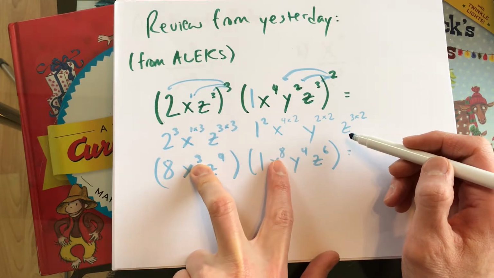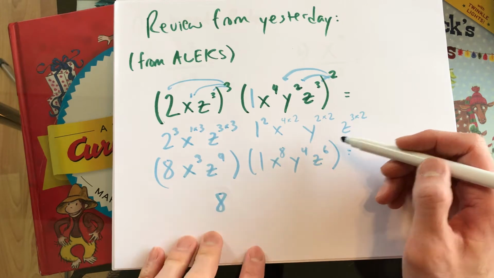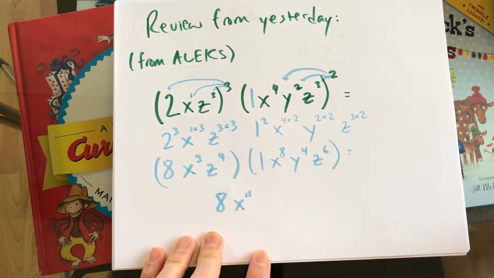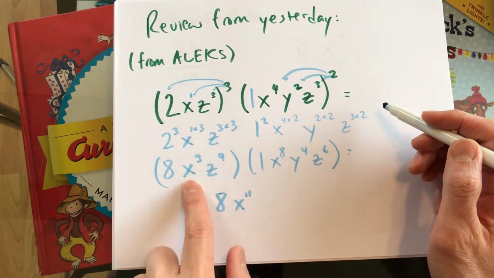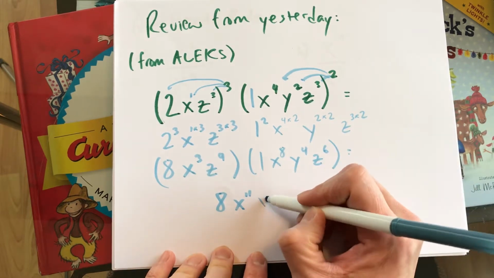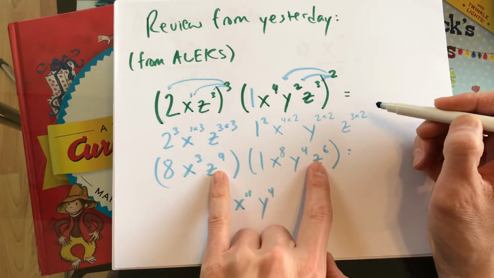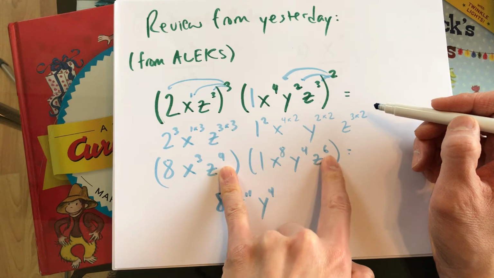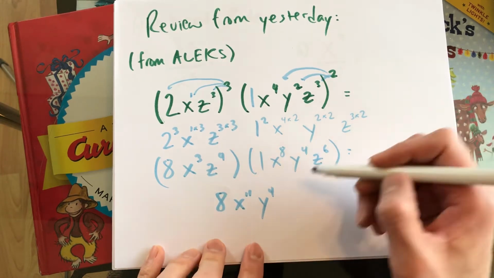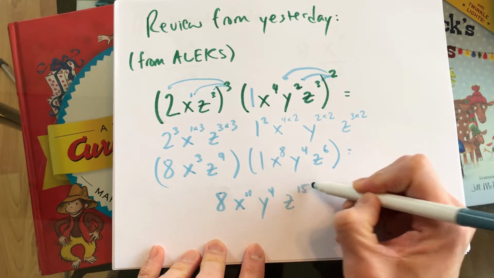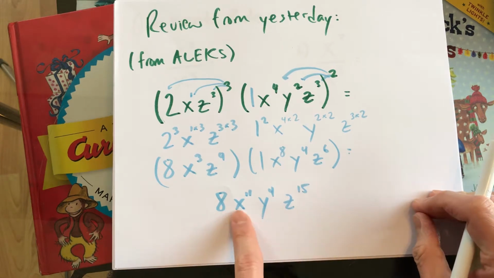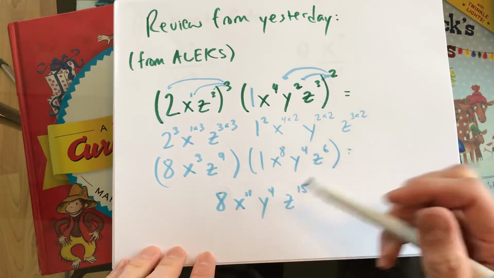X to the 3rd power times x to the 8th power, you're going to add those to get x to the 11th. Now the y, there's no y on this side, so it's just going to be y to the 4th. And how about the z? Z to the 9th power and 6th power, that would give us z to the 15th power. Is there anything else we can combine here? Nope. So that's our answer.